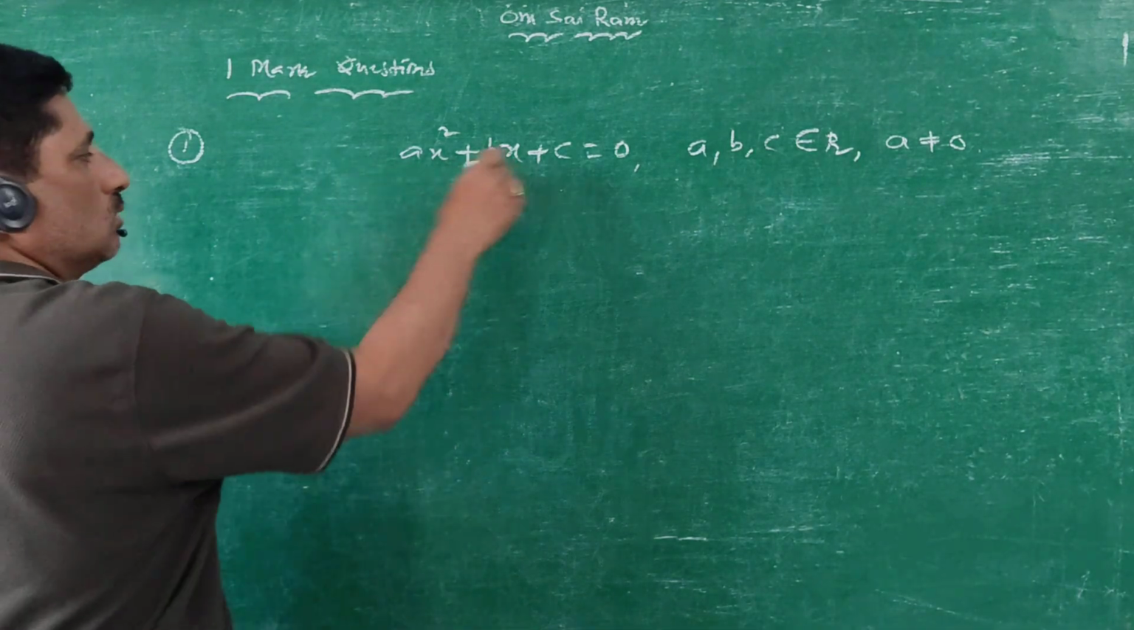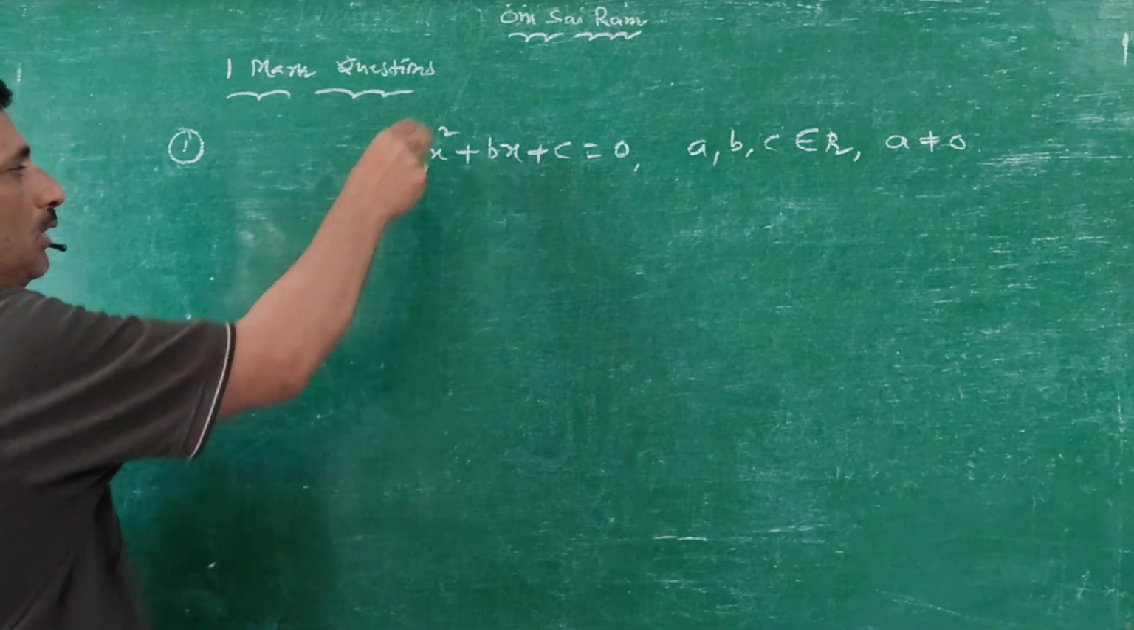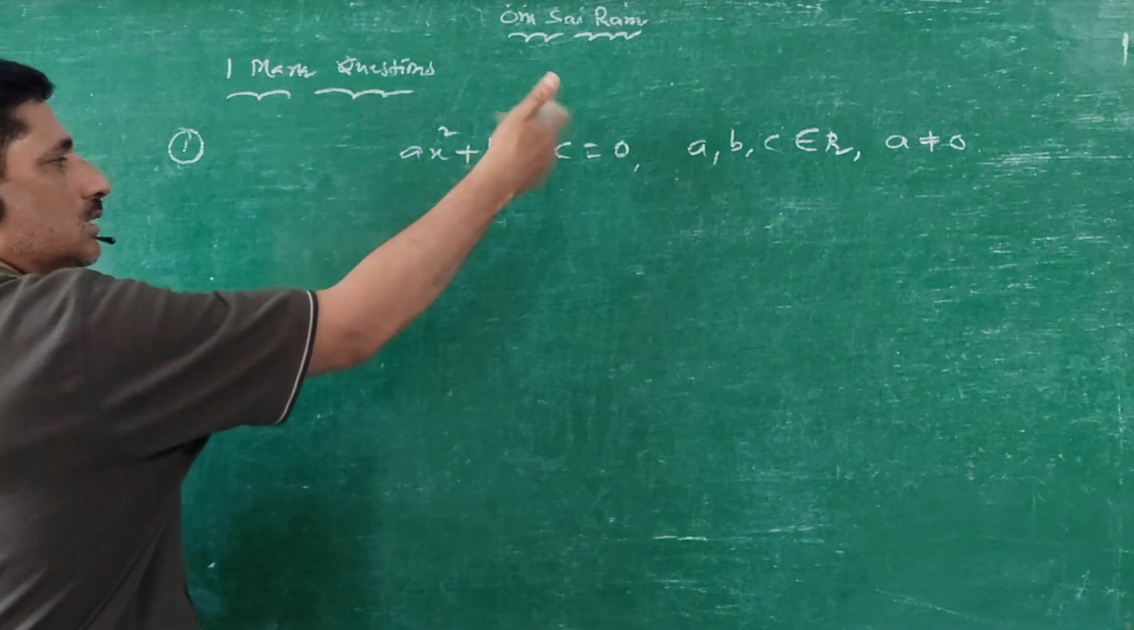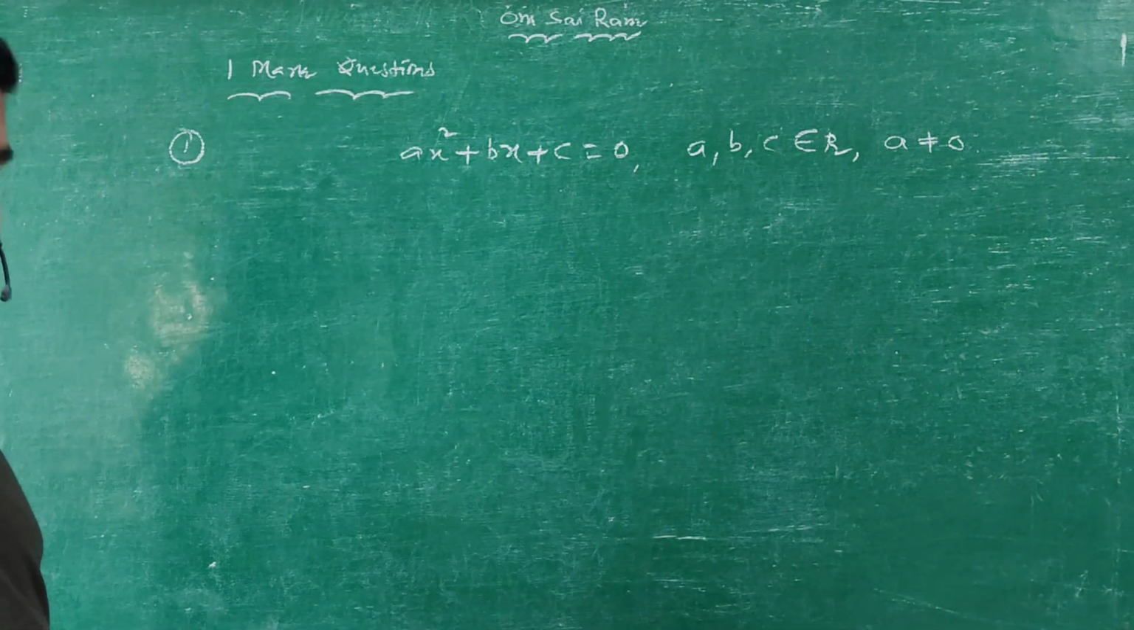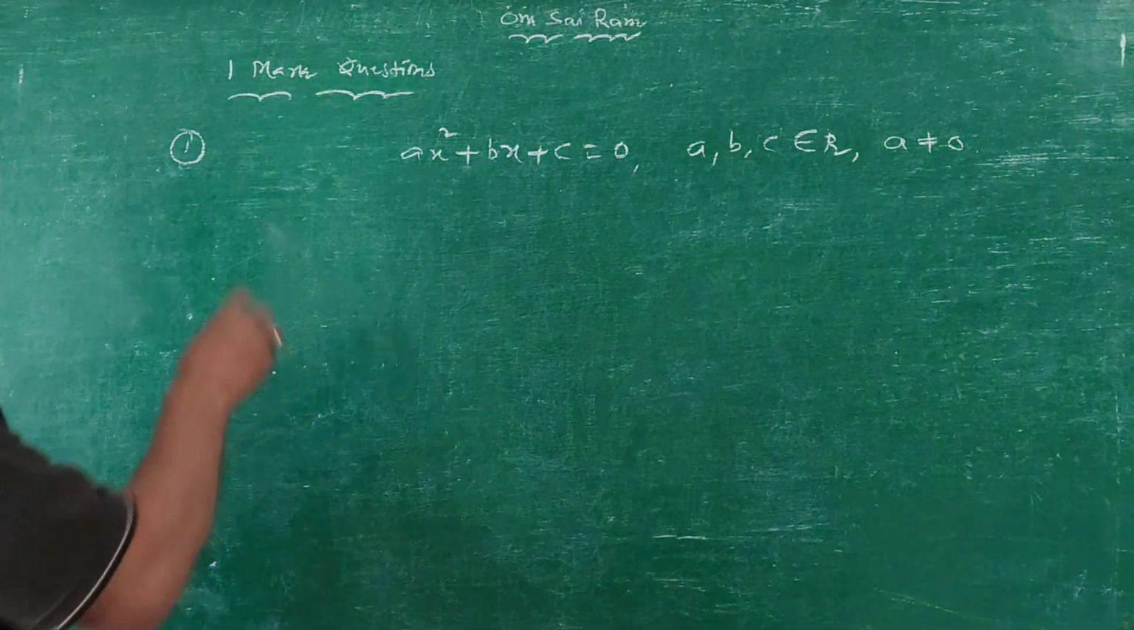So a, b, c belong to R, and a should not take the value 0. When a takes the value 0, this equation becomes linear. Okay, next, second question.